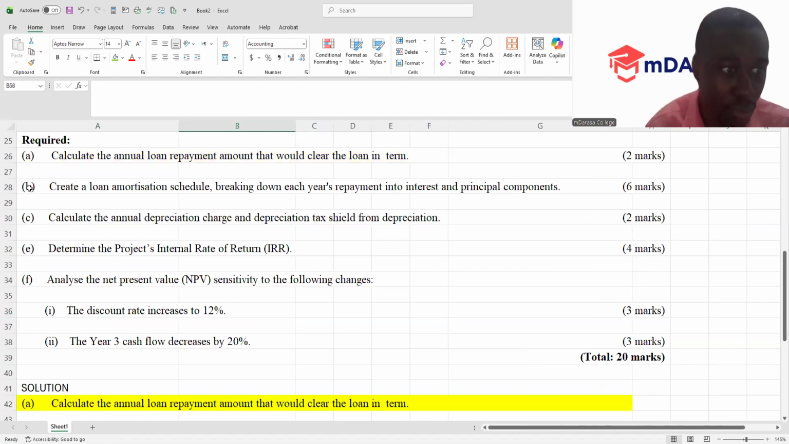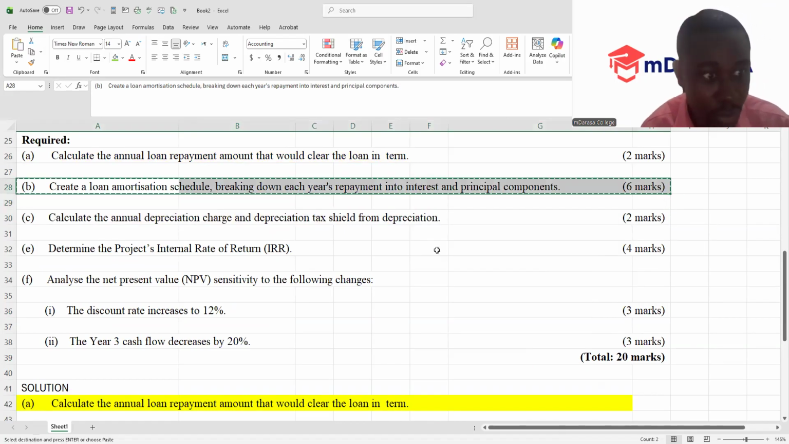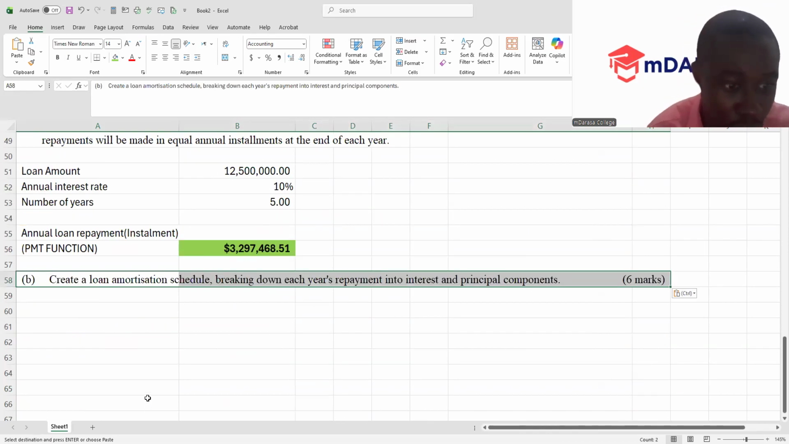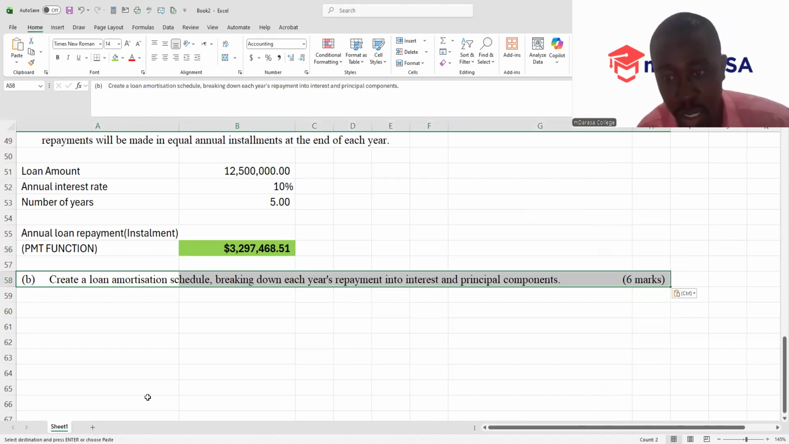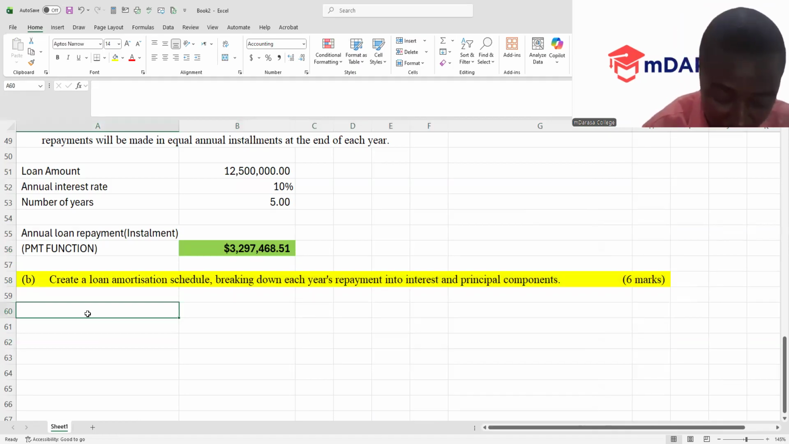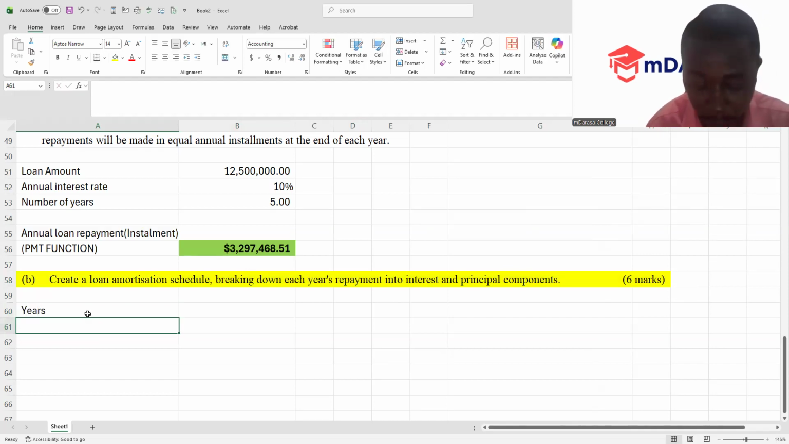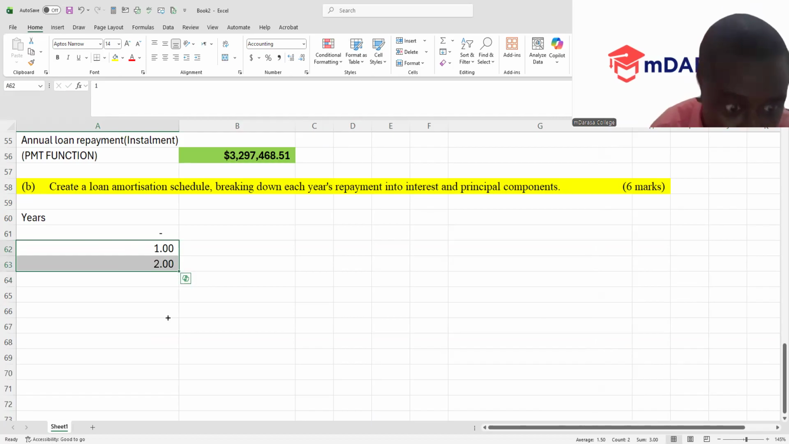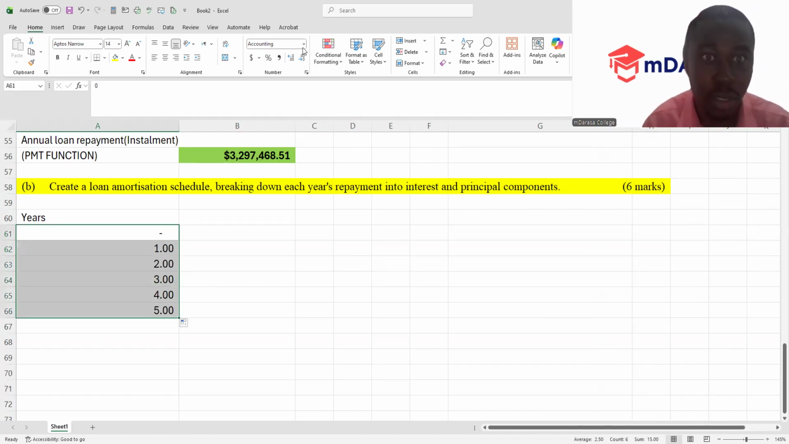So once you're through that, we go to the other part. This other part, what is the good examiner asking us to do? To create a loan amortization schedule, breaking down each year's repayment into interest and principal components. Again, that would be easy, yeah? The aspect of loan amortization, where in this case, of course, we have years. So we start with year 0, year 1, year 2, all the way to year 5 as per what you're given here.